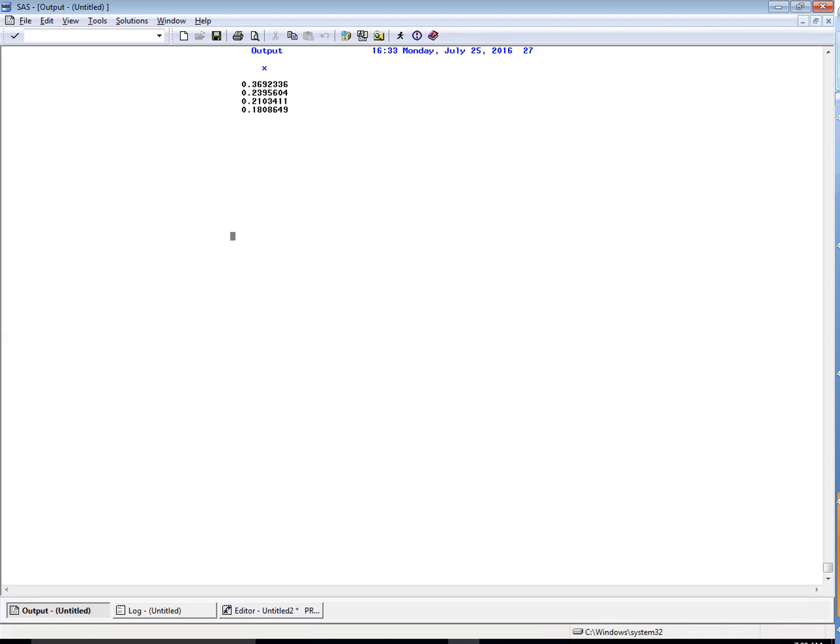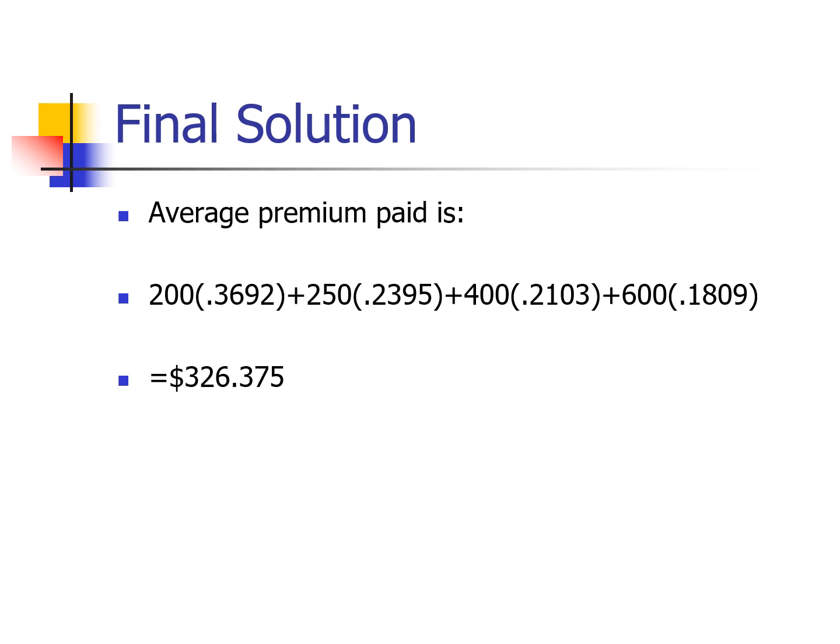So that's one last step. Let's do it on the next slide. The average premium paid is, well, 36% of our customers are in state 1. People in state 1 pay $200. 24% of our customers are in state 2. If you're in state 2, you pay $250. 21% of our customers are in state 3. If you're in state 3, you pay $400, and so on. So we calculate that expected value, and we get $326. And so that's pretty cool.